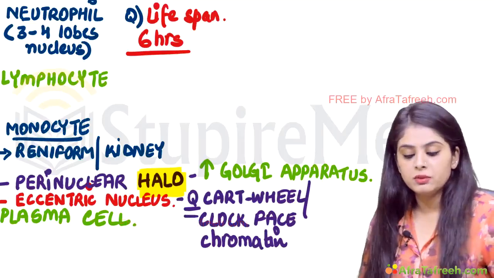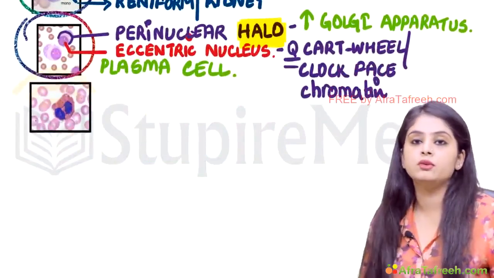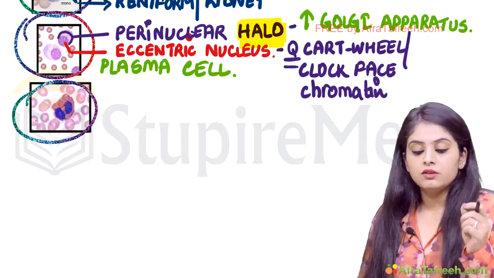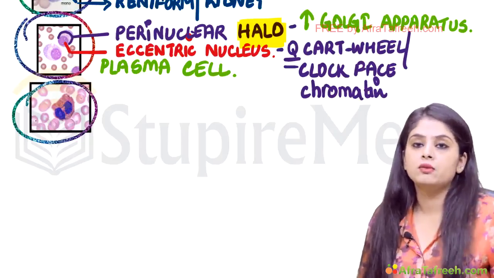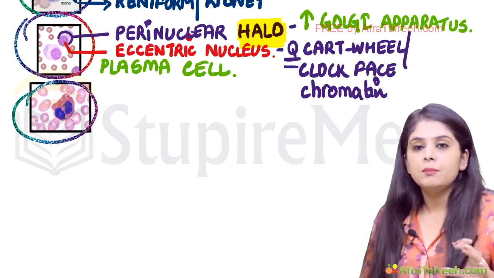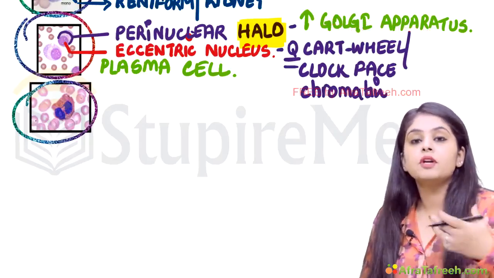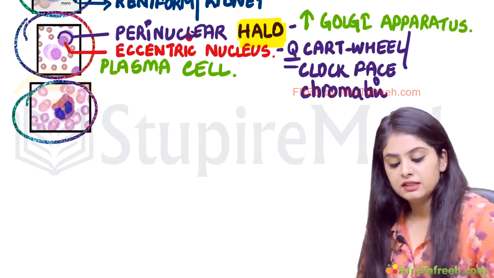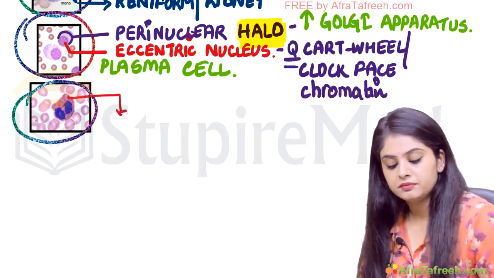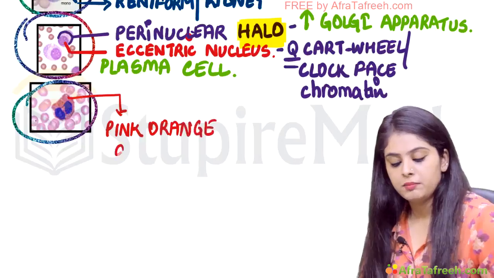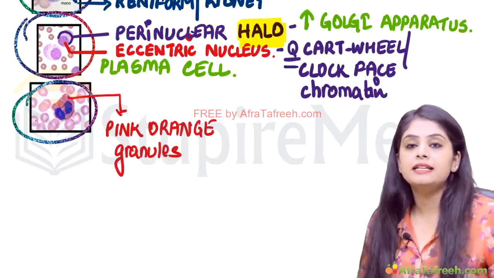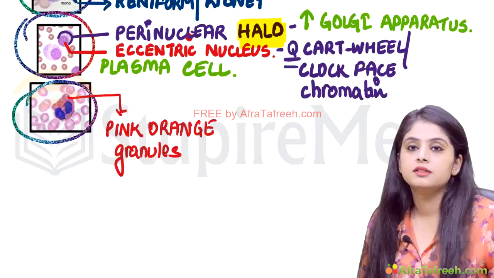The last cell that we need to do over here is this particular cell that we have. Now students, one thing should immediately come to your mind, that you should focus on. Something in the color of this cell is different from the colors of the rest of the cells that we did. Yes, as you can see, the cytoplasm has pink-orange granules. No other cell till now had these pink-orange granules, right?